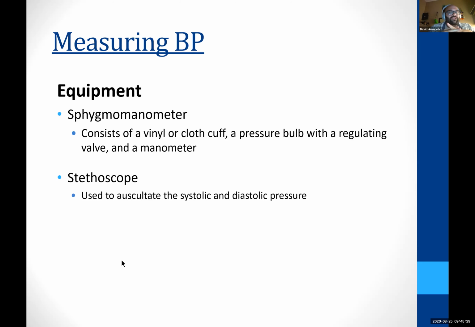Abraham, to answer yours, there's actually genetic variations that change blood pressures in every race.